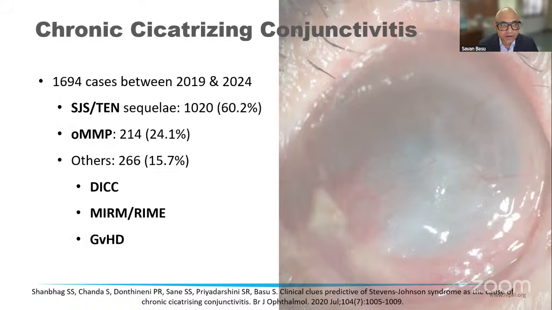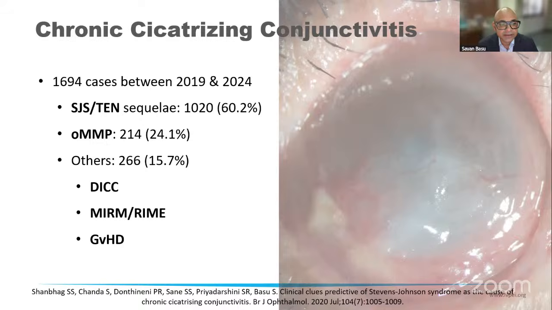This is data from our center. Between 2019 and 2024, we saw almost 1,700 cases of chronic cicatrizing conjunctivitis, excluding chemical burns, which we deal with separately and don't really consider within this cluster because they have different implications. SJS was number one with 60%. Ocular MMP was about a quarter of the cases, so very different from the data that Hongxing presented from Moorfields when he was there. SJS, of course, is the more common cause here.